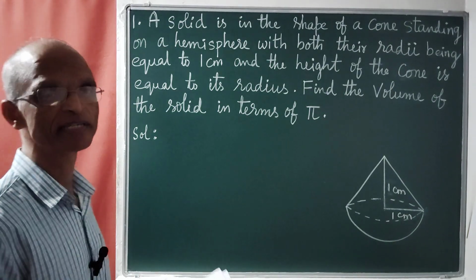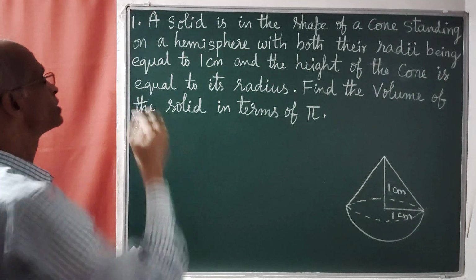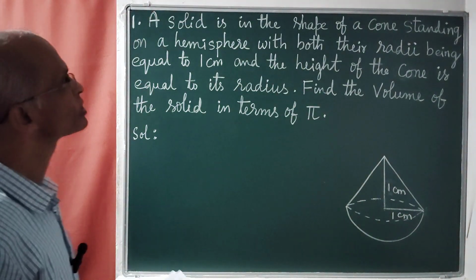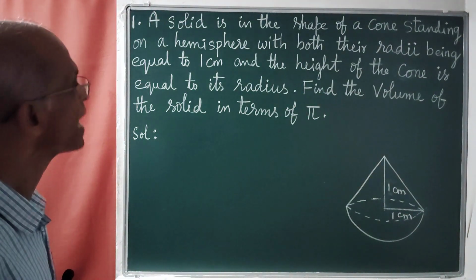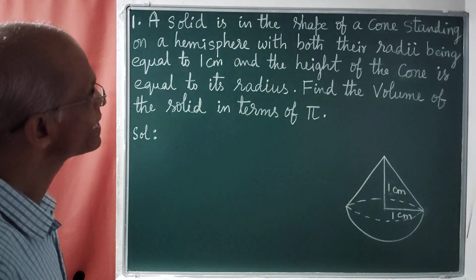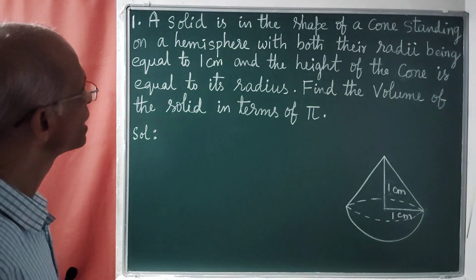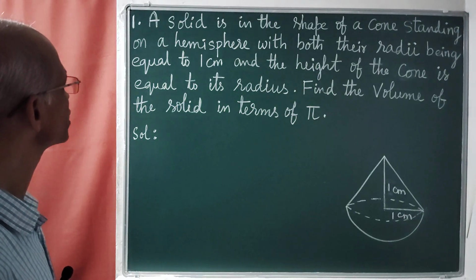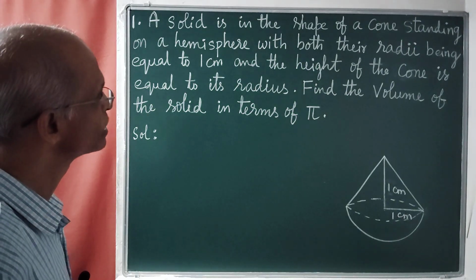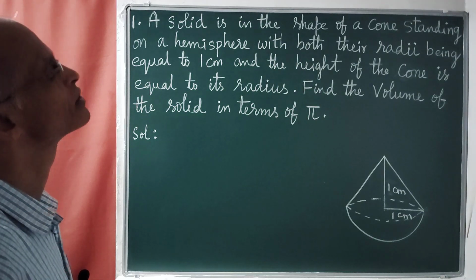Now, exercise 12.2, first question. A solid is in the shape of a cone standing on a hemisphere with both their radii being equal to 1 centimeter, and the height of the cone is equal to its radius. Find the volume of the solid in terms of pi.